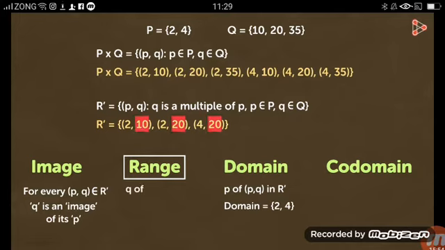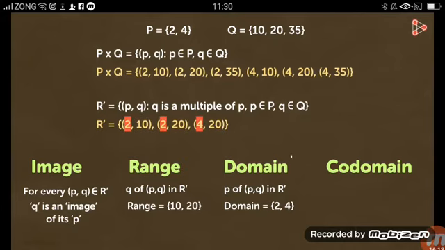The set of Q of all ordered pairs (P, Q) in set R dash is called the range. Or we can say that the second elements of all the ordered pairs in the relation R is called the range. The range contains the elements 10 and 20. So all the first elements form the domain and all the second elements form the range.